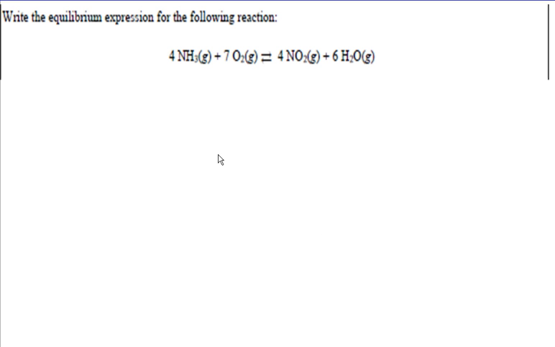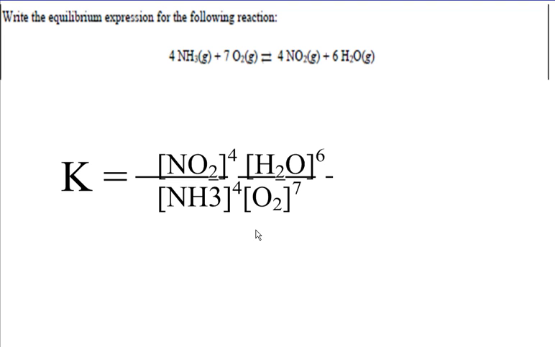So if we're asked to write the mass action expression for the above reaction here, it's actually very simple. Since these are all gases, they're all going to appear. We can't count any of them out. So K equals NO2 to the 4th because it has a coefficient of 4, H2O to the 6th because it has a coefficient of 6, divided by, pardon my brief lapse in formatting, ammonia to the 4th, coefficient of 4, times oxygen to the 7th because the coefficient is 7. So we could say that that's our Kc or Keq.